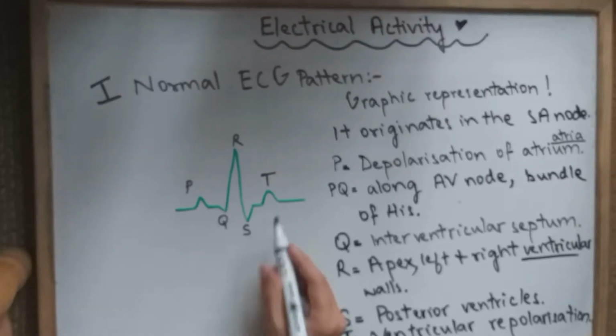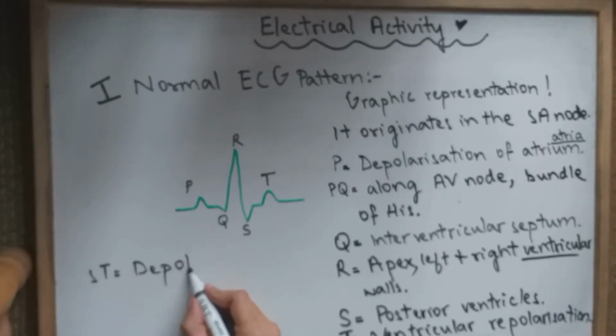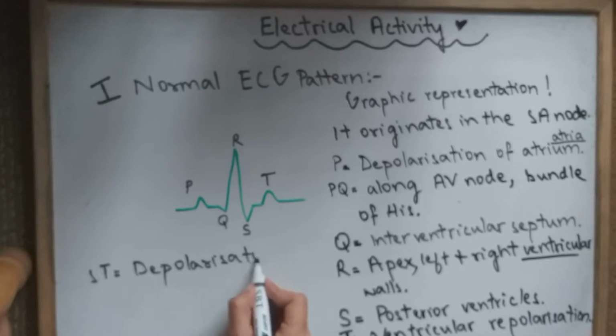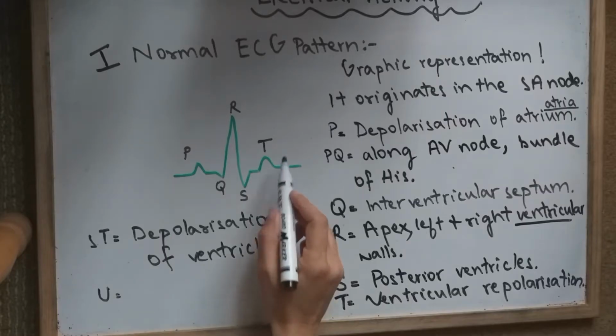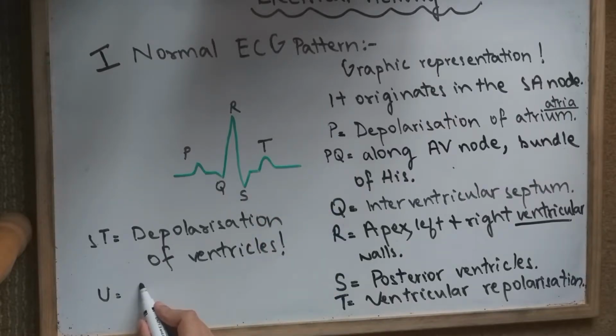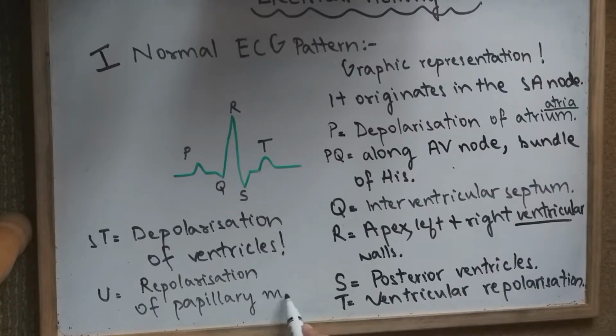Now we speak about the ST segment. So it is about the depolarization of the entire ventricles actually, so the complete depolarization of the ventricles. Then sometimes we've got a small U wave after the T, which is for repolarization of the papillary muscles contained within the heart. And that would be the normal ECG pattern. That is very important, so please do remember the structure and what each letter stands for.